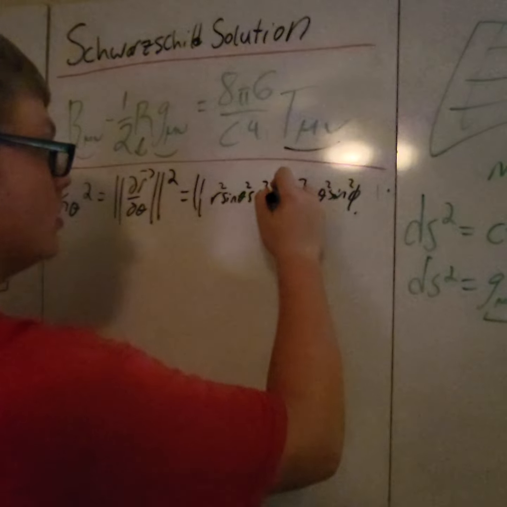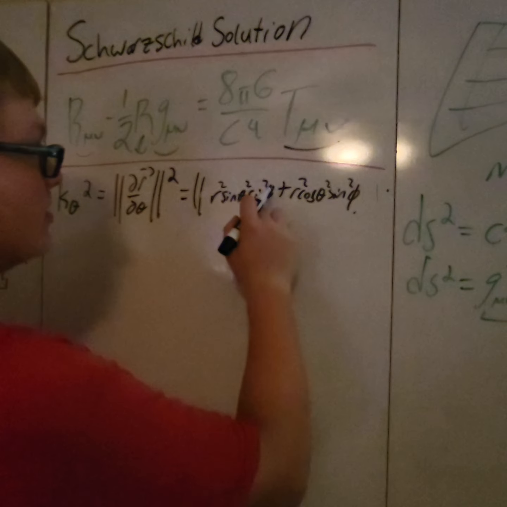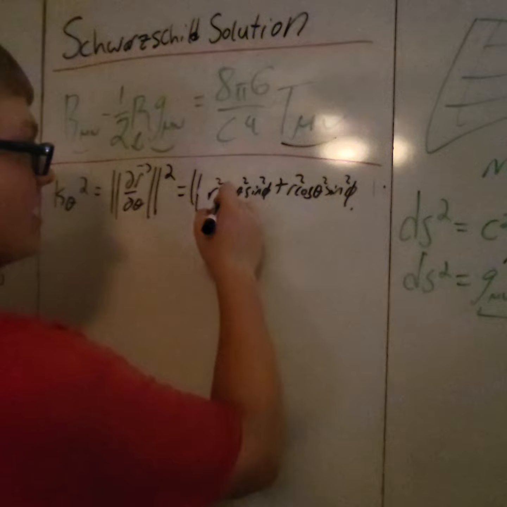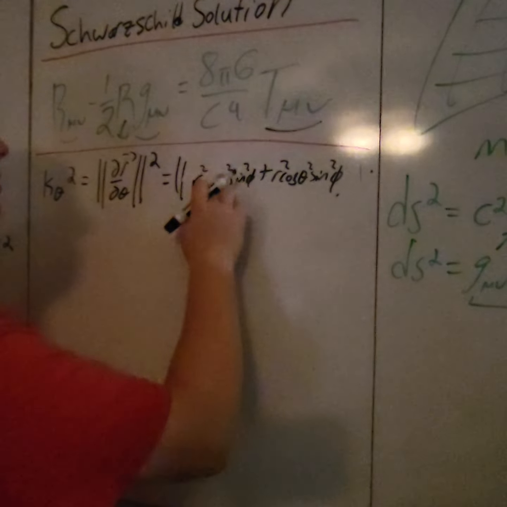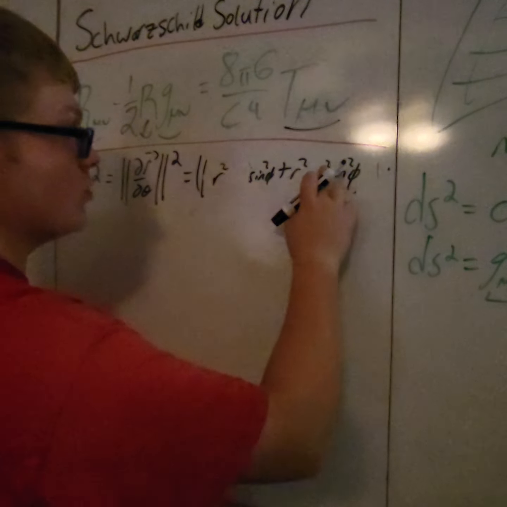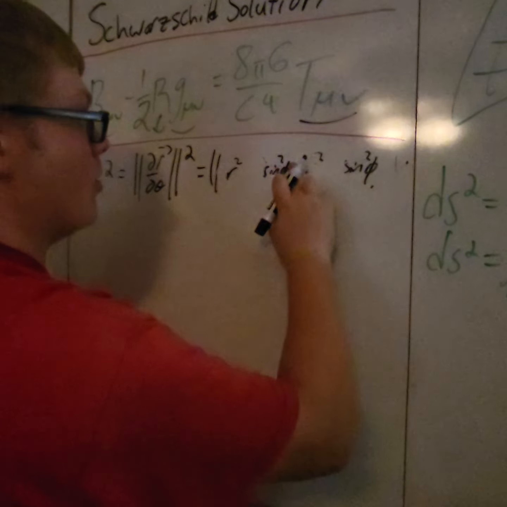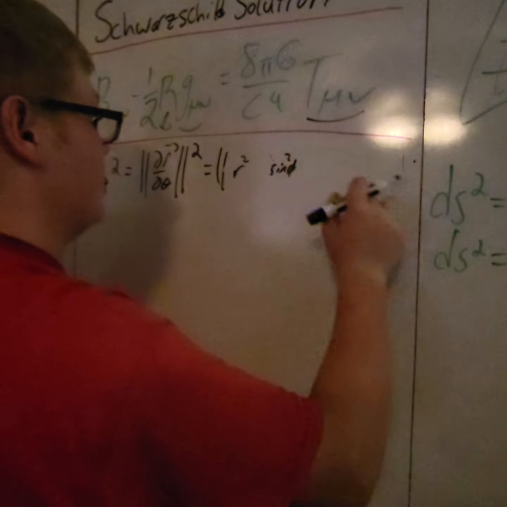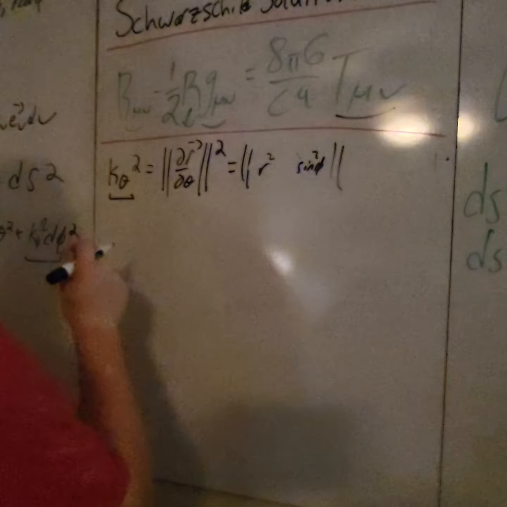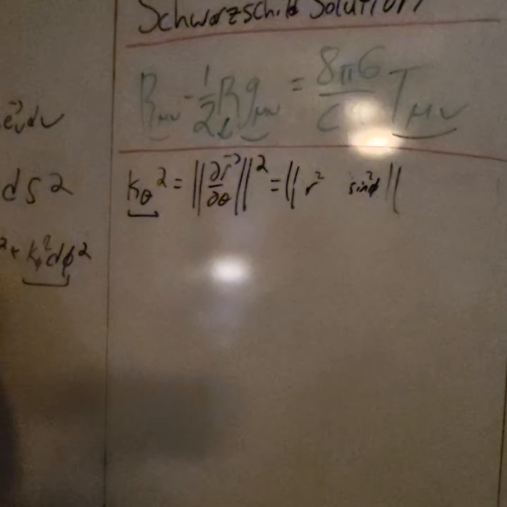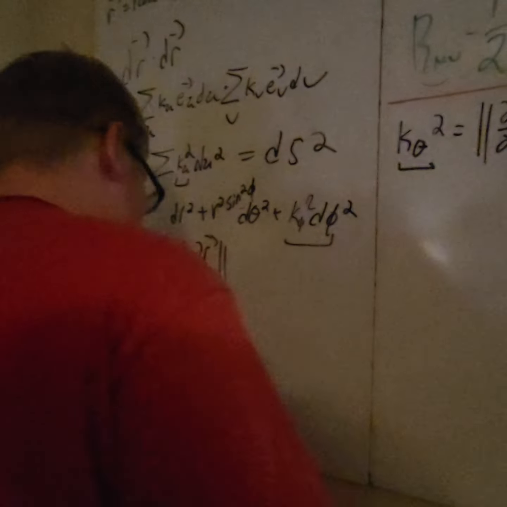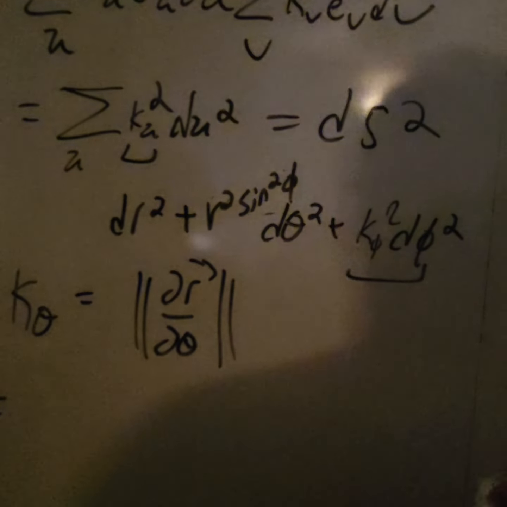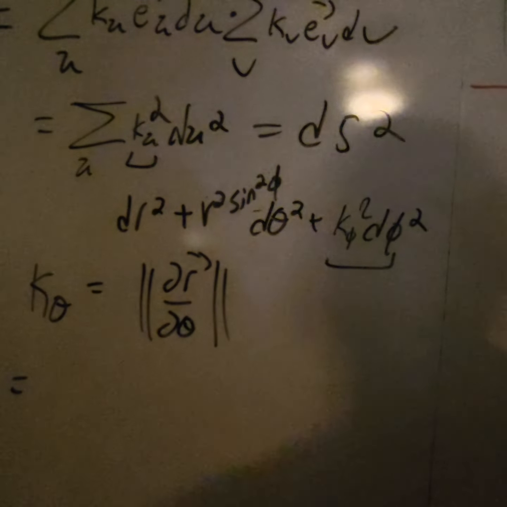We can pull out that factor of r squared sine squared phi, and you just get sine squared theta plus cosine squared theta, which is famously just 1. Sine squared plus cosine squared equals 1. And you're left with r squared sine squared phi as our k sub theta squared. So that's that term right there.